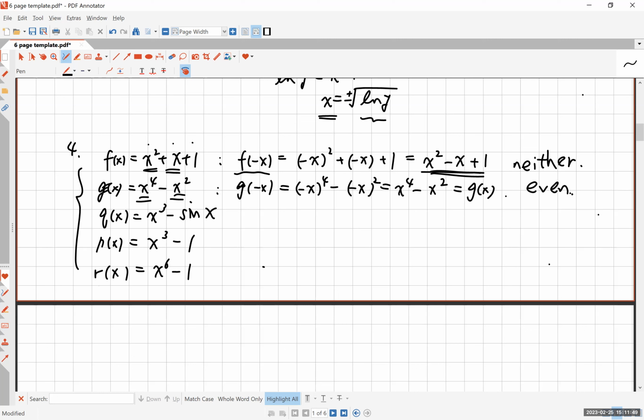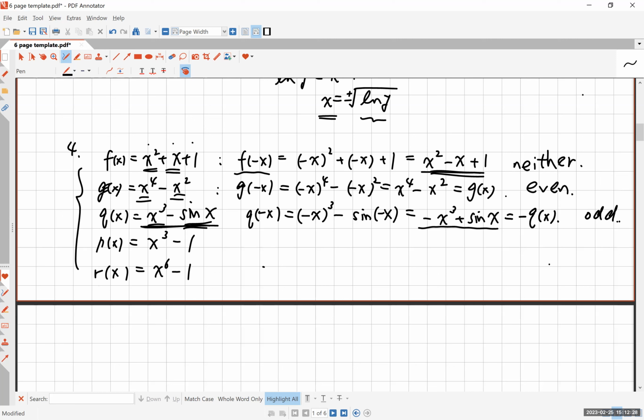Q of negative x is negative x to the 3rd power minus sine of negative x. Okay, now it turns out, as you know, x to the 3rd power itself is an odd function, and so is sine of x. So then what you get is negative x cubed minus negative sine, which is positive sine of x. Okay, and if you look really carefully, this is exactly the opposite of that. So this is negative q of x, and that gives you the fact that it is an odd function. You can see that an odd function plus an odd function will also give you an odd function.